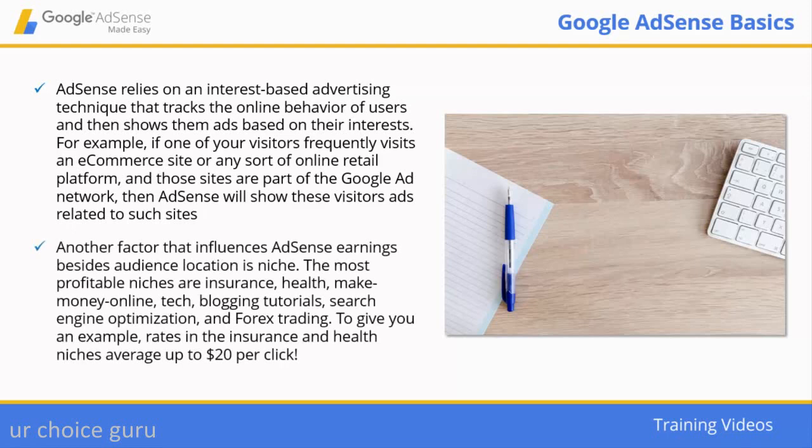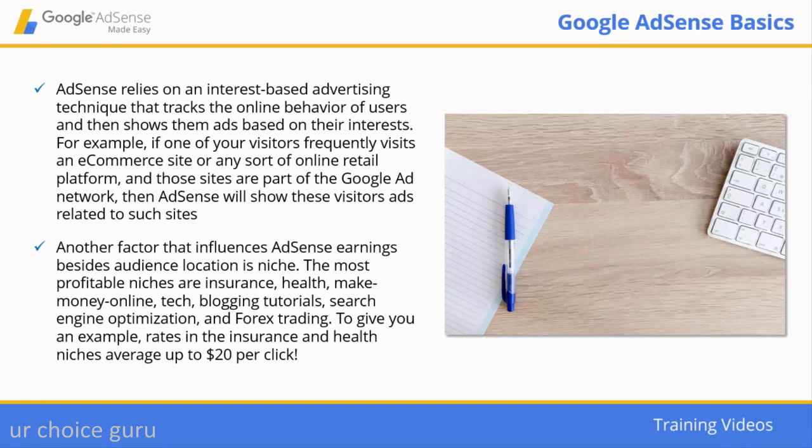Another factor that influences AdSense earnings besides audience location is niche. The most profitable niches are insurance, health, make money online, tech, blogging tutorials, search engine optimization, and Forex trading.